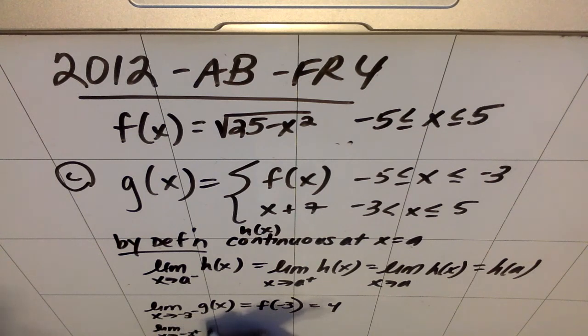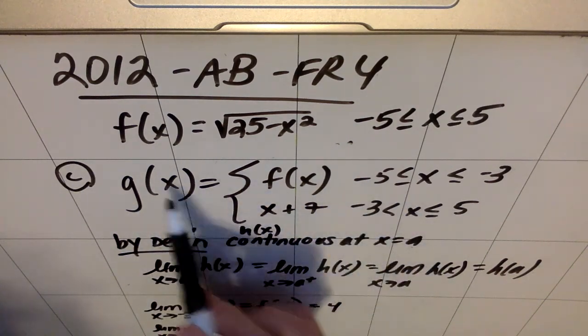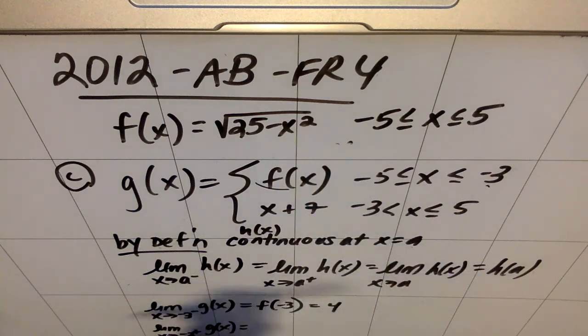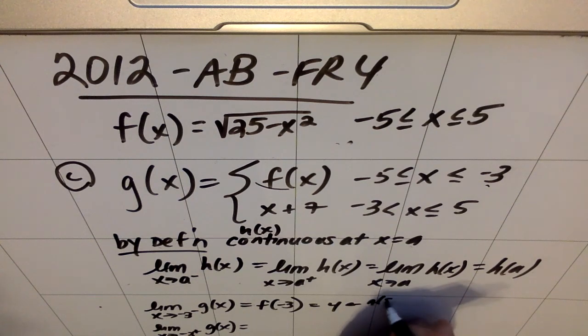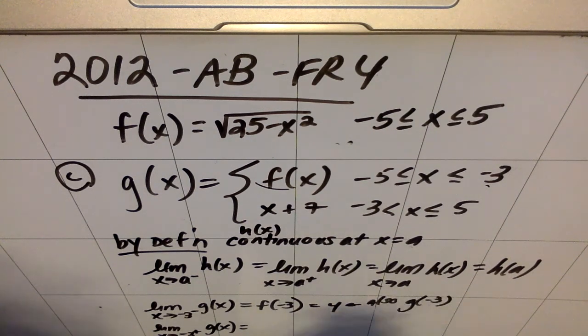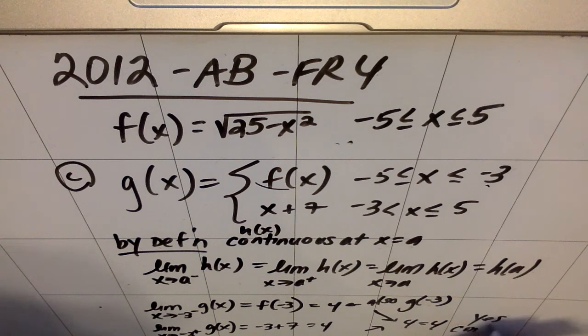-3 from the right of g of x is going to be this function, right? Which also happens to, for the record, g of -3 would have been this function, right? Because the -3 is included, this also happens to be g of -3, because if you had actually plugged in a -3, you'd use this. But the limit is a 4. And the limit on the right side is going to be a -3 plus a 7, which is also a 4. Since 4 equals 4, yes, it's continuous at -3. Right, so it's continuous at x equals -3.